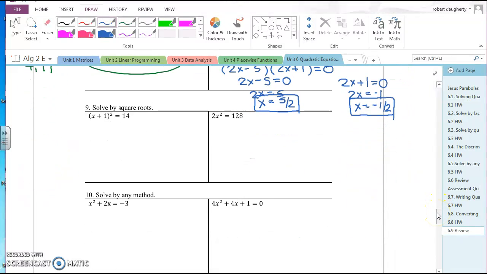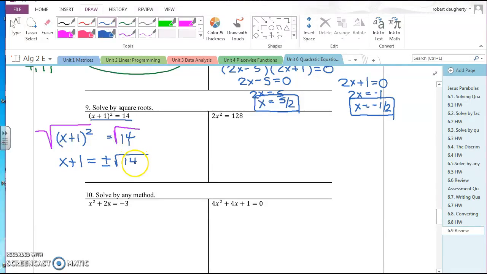Next, I see solve by square roots. So solve by square roots, then I'm going to take the square root of both sides. So x plus 1 squared equals 14. So I will take the square root of both sides of this equation. When I do that, on the left, I'm going to get x plus 1 equals plus or minus the square root of 14. Can I simplify that? There's nothing else I can do there. That's 2 times 7, so that's it.